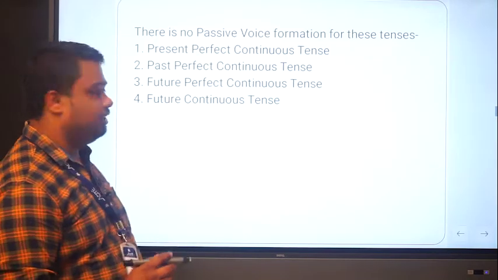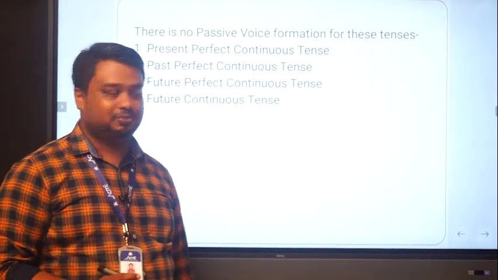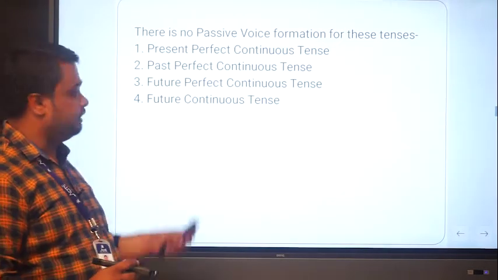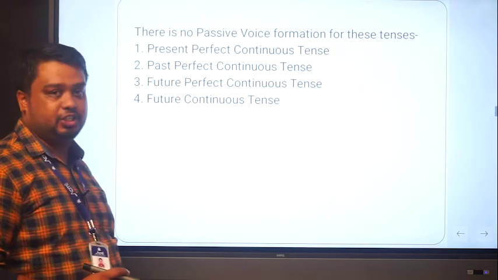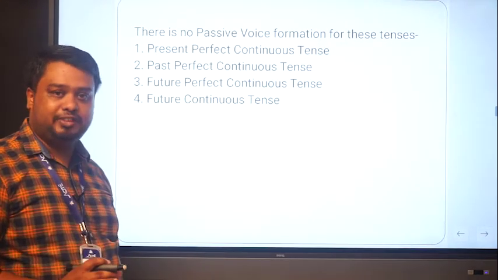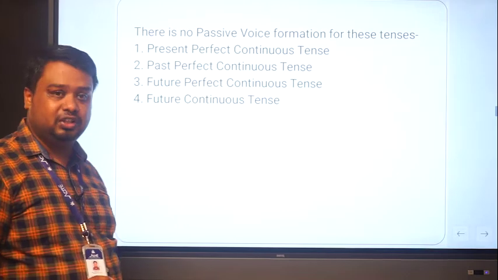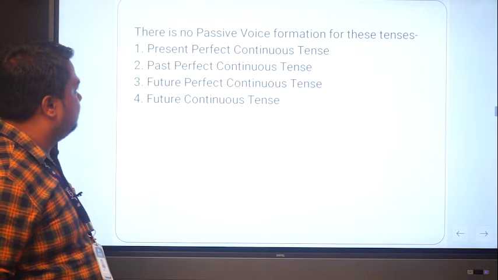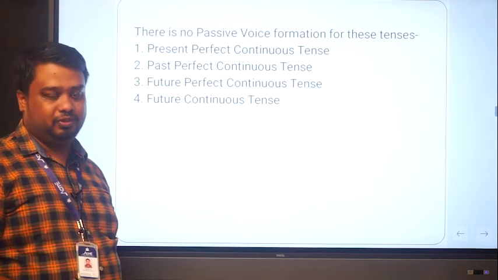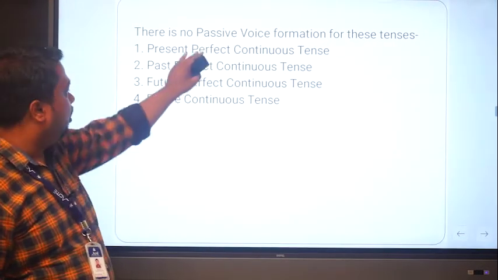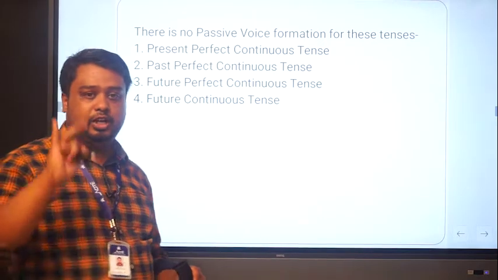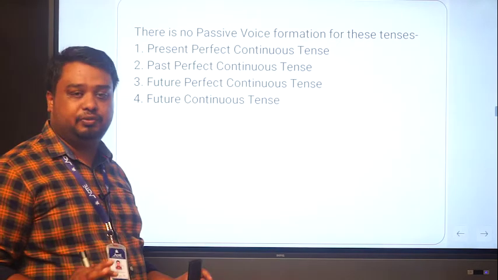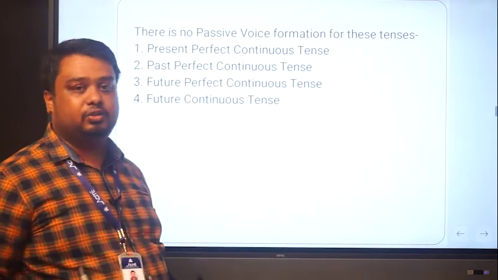We have not discussed some tenses, right? Those tenses are present perfect continuous tense, past perfect continuous tense, future perfect continuous tense, and future continuous tense. Out of all the 12 tenses, we have discussed only 8 tenses. All these 4 tenses we have not discussed. The reason is these 4 tenses cannot be made into passive voice. We don't have any passive form of these tenses. We don't have passive forms in all these 4 continuous tenses.